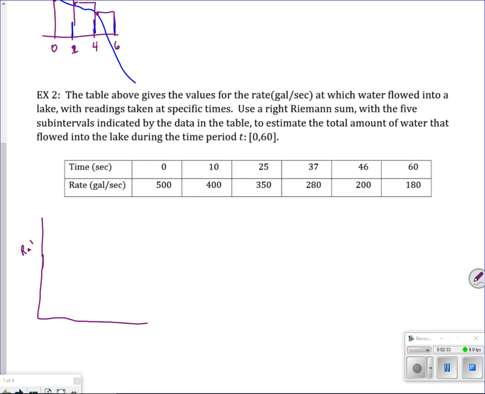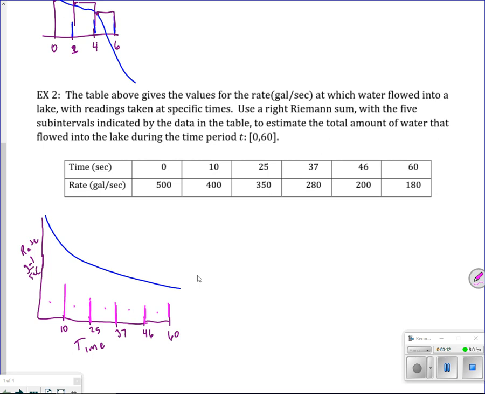We have rate in gallons per second, and we have time. Now I say I'm going to draw it out, but I'm going to draw it out very quickly because you don't want to waste the time to be that careful. My function is decreasing, so good enough. Now look at my 5 subintervals and notice that it didn't say the word equal. Here are my 5 rectangles. Do you see them? 1, 2, 3, 4, 5 taking shape.